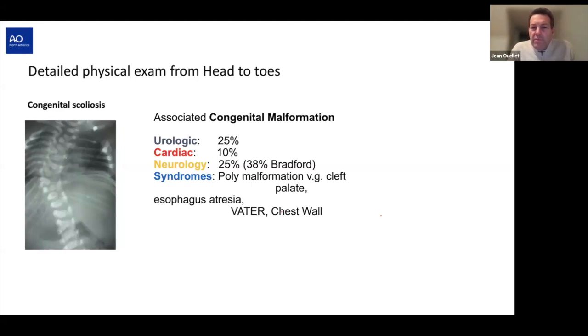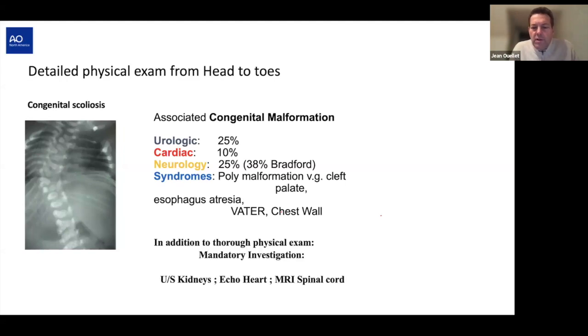10% will have cardiac malformations. 25% will have neurological, so intradural pathologies. And then you have these polymalformations or syndromes, where you could have esophageal atresia, VACTERL, chest wall abnormalities. But not only do you need to do a thorough physical exam for these congenital malformations, but you really need to work them up appropriately.